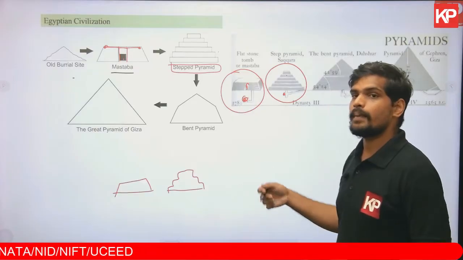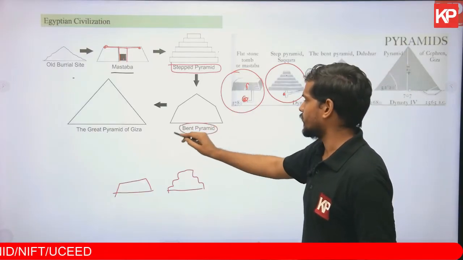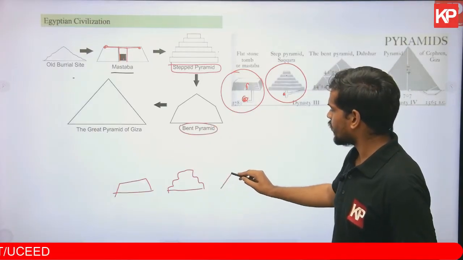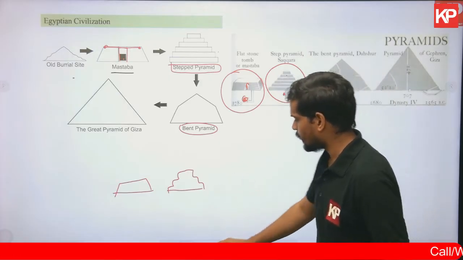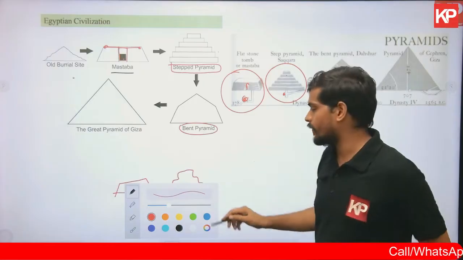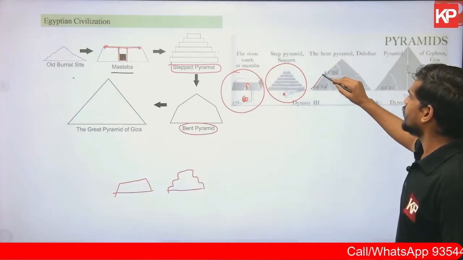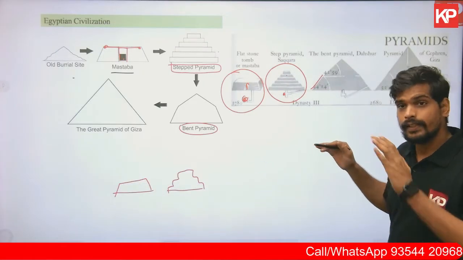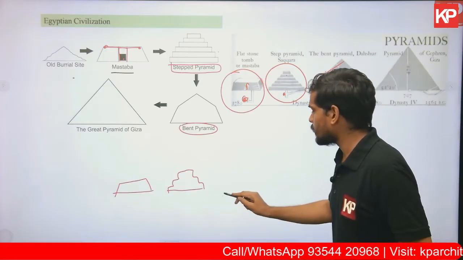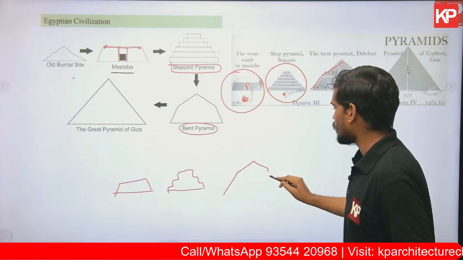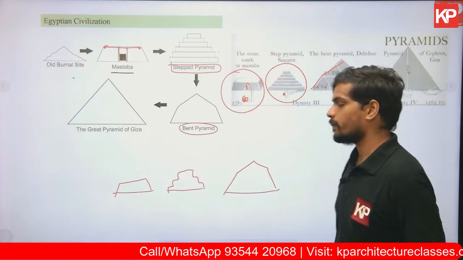And after these stepped pyramids, then came the bent pyramids. Bent pyramids are something where there are two different slopes. So if you observe carefully in the bent pyramid, there is a bend at one level. You can see in this picture also, till here the angle is 54 degrees. Then it changes, it becomes 42 degrees. So it is a bent pyramid. It bends at a particular level. So such bent profile pyramids were constructed after stepped pyramids.